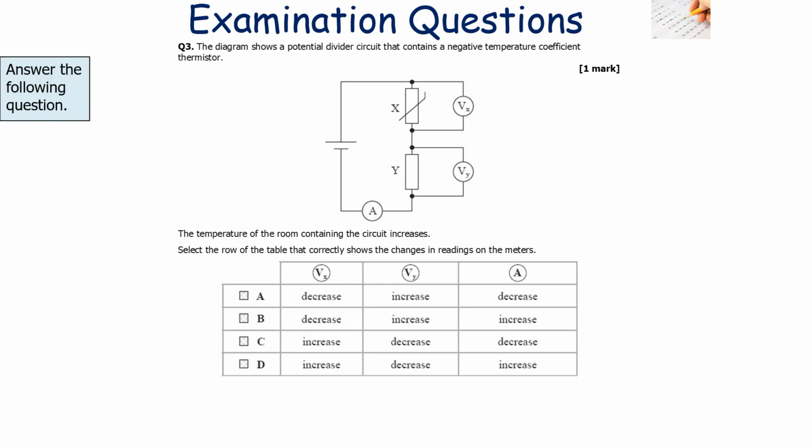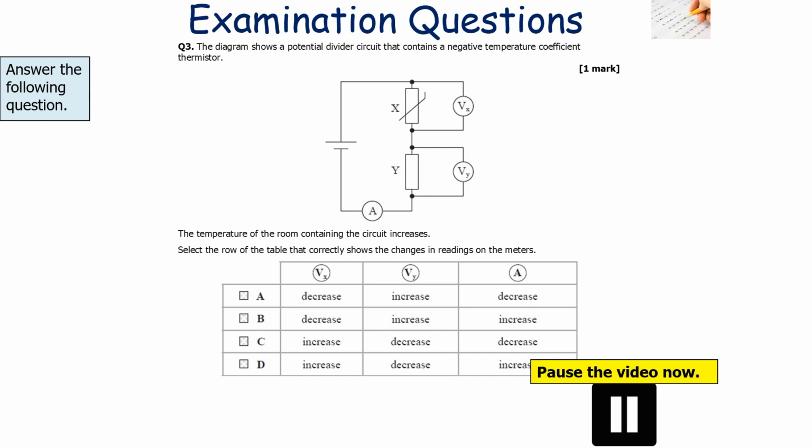Our next question shows us a potential divider circuit that contains a negative temperature coefficient thermistor, which is a normal thermistor. The temperature of the room containing the circuit increases. Select which row of the table correctly shows the changes in Vx, Vy and A. So pause the video now, then unpause the video when you want to go through your answer.